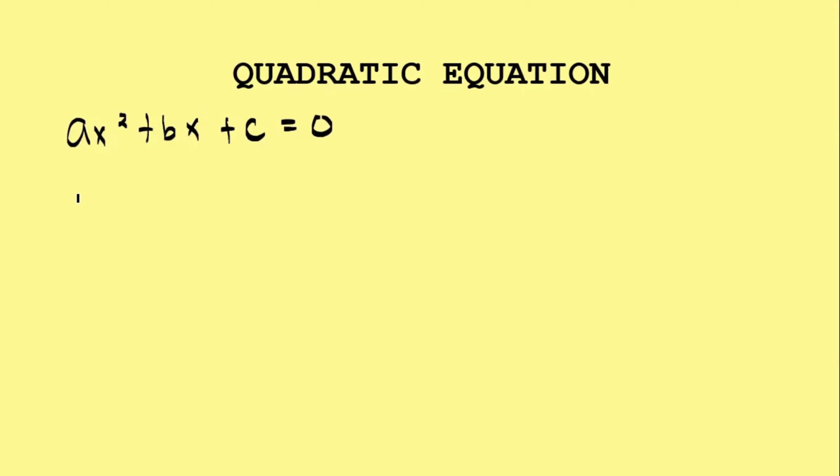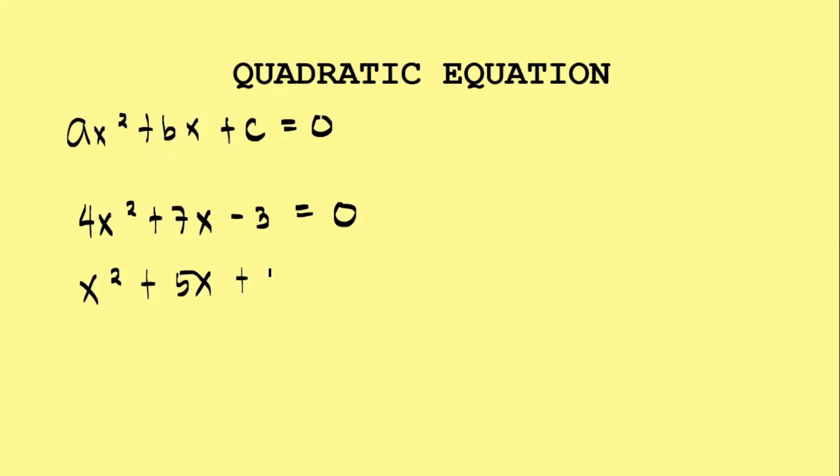So for example, 4x squared plus 7x minus 3 is equal to 0. This is an example of a quadratic equation, an equation in second degree. Okay, another example: x squared plus 5x plus 6 is equal to 0.